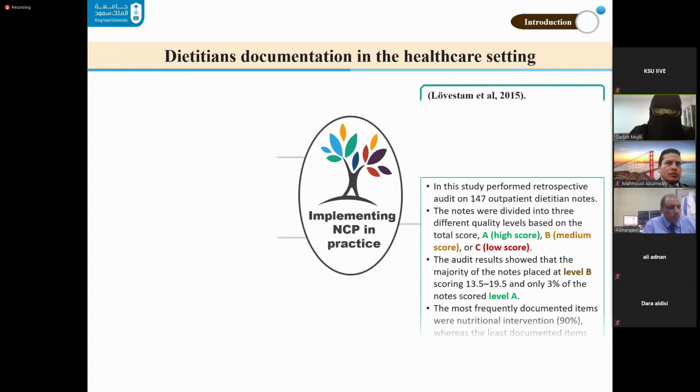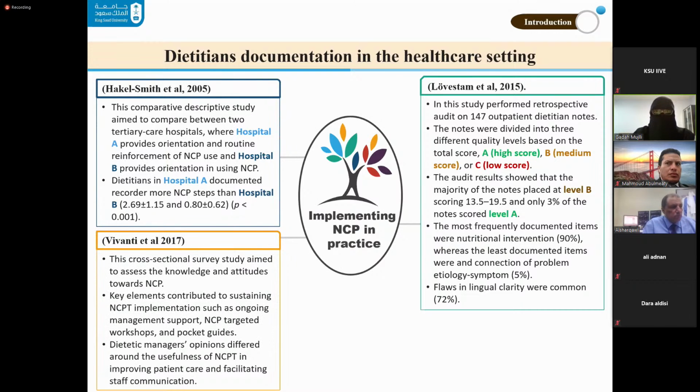There are several studies that focus on implementing NCP in practice. In 2005, Hackle, Smith et al., they compared between two hospitals. Hospital A enforced a routine education of NCP and orientation of the process, while Hospital B only provided orientation. And they found out that regular reinforcement increased the documentation of the steps.